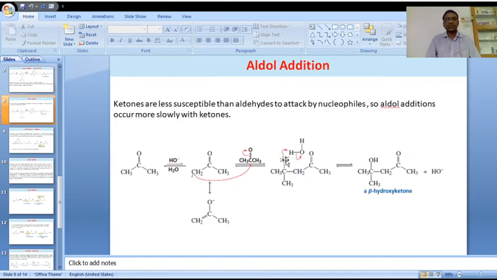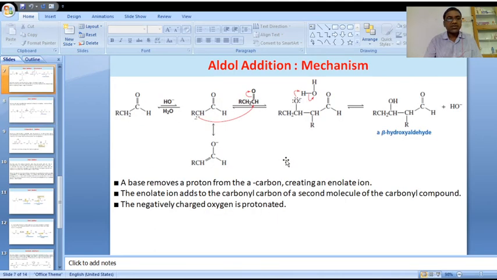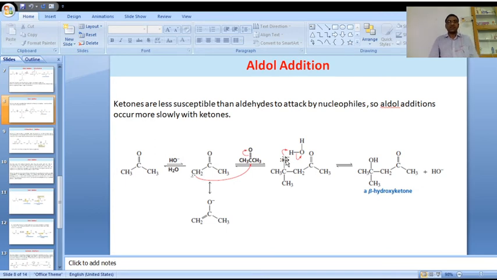Next, aldol addition reaction with another example. What is this example? In the first case we are using aldehydic function group. Here we are using ketonic function group.